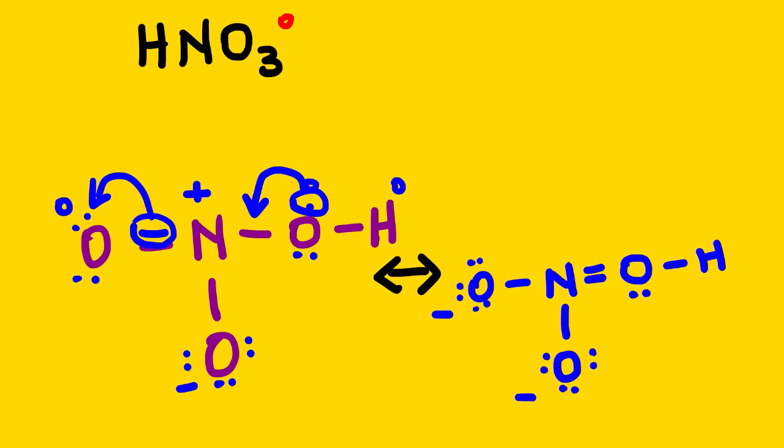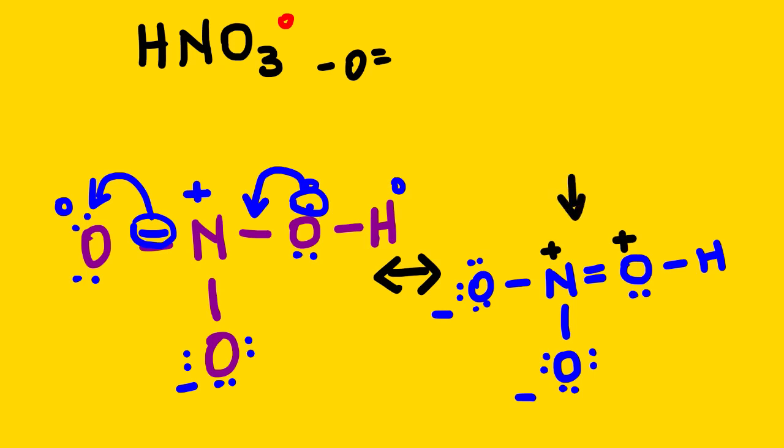Then you can see that we said from Lewis dot diagram 5.2, if oxygen bonds 3 times, it will have a positive charge. So here we are going to have a positive oxygen and a positive nitrogen. Then you can see that the sum of formal charges will give us 0.